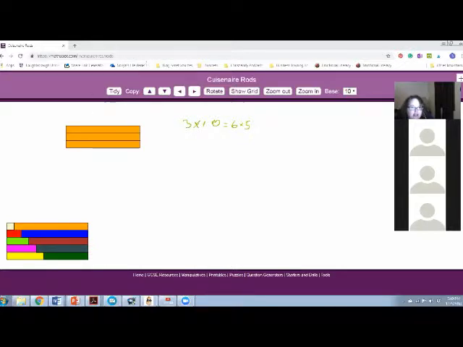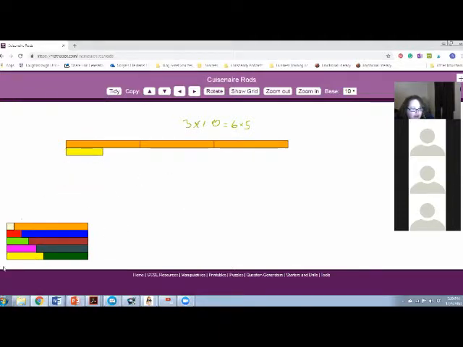So we got here. Because we're just trying to make the 3 times 10, and then we're going to get our 5s out here. And that is the same as how many 5s? That will be 6 of the 5s, and that equals 30. So here's the first one.